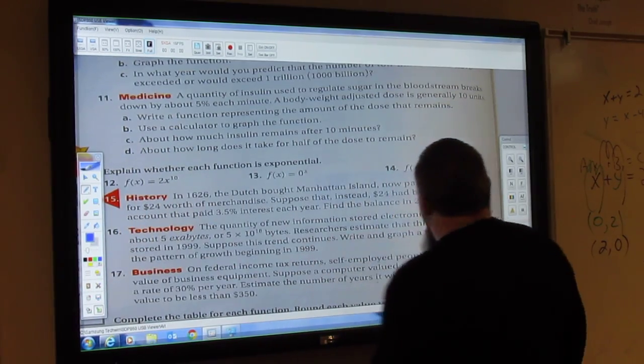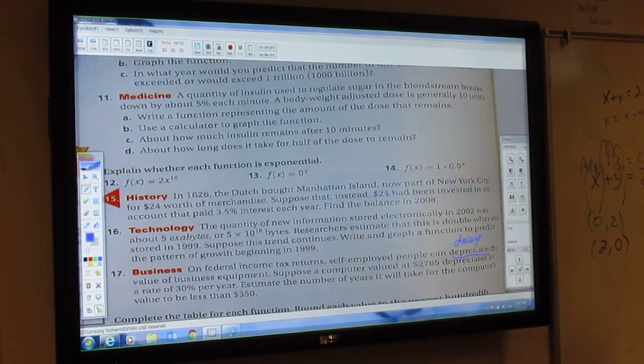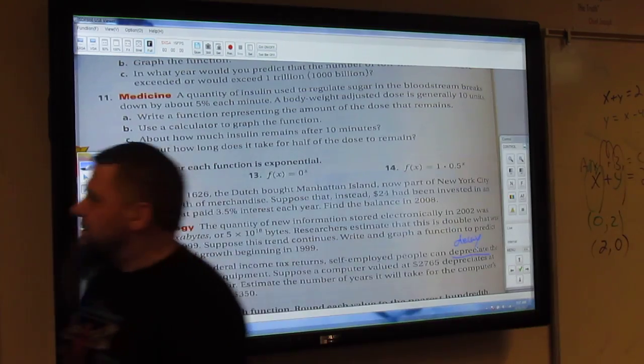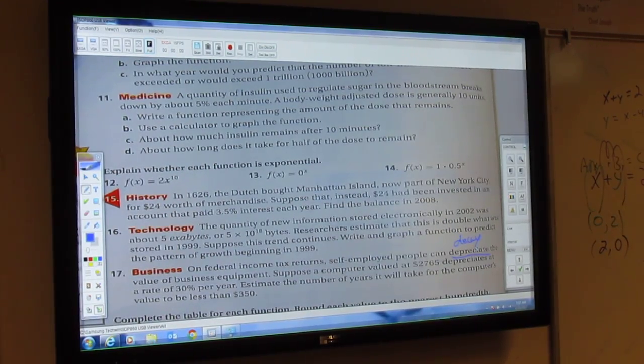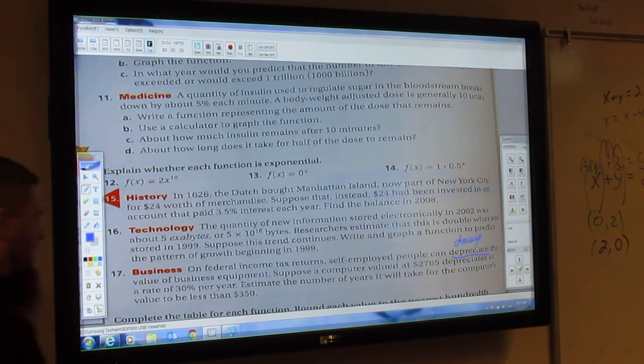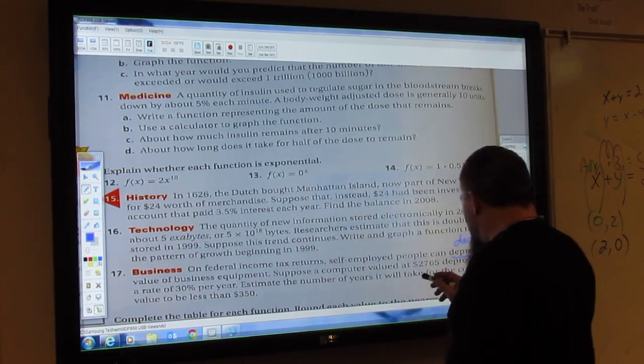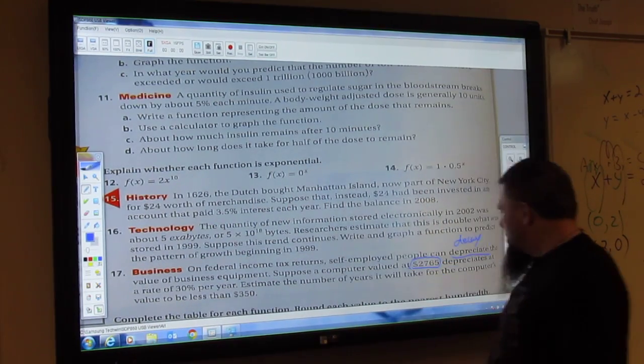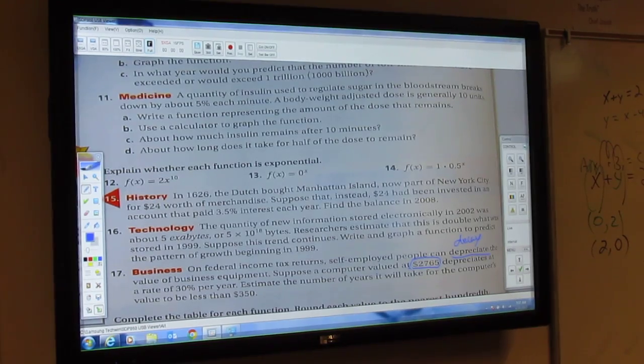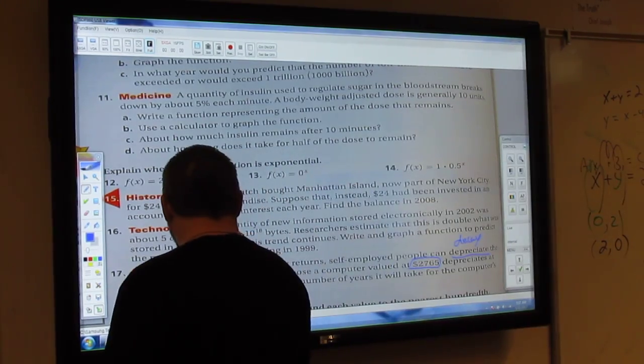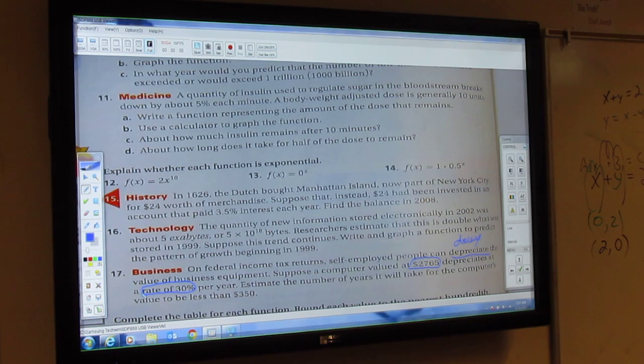Depreciates the value of the business equipment. Suppose a computer valued at $2,765, which is a pretty nice computer. Okay, so I'm thinking that is going to be my A. It depreciates at a rate of 30%. So I should know right now my R is 0.3.